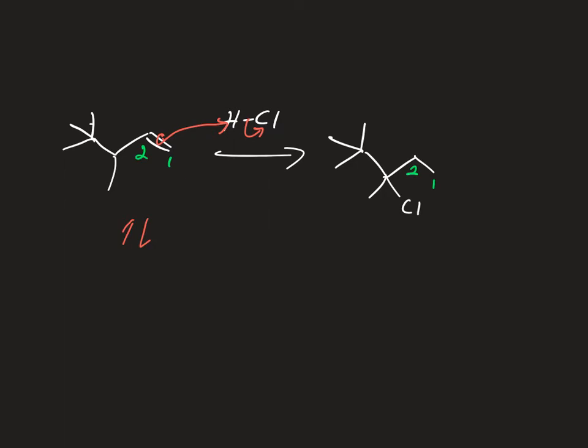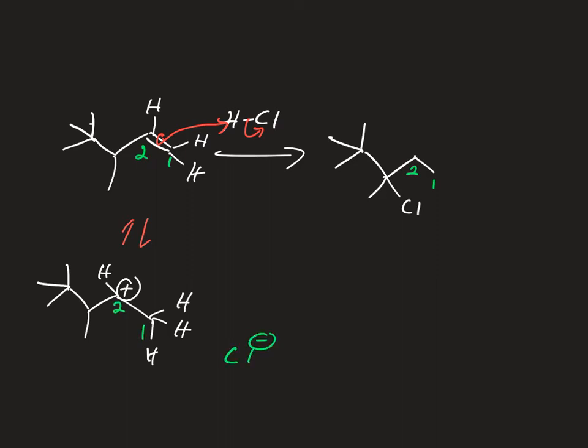Where should there be a carbocation? Which carbon? So if I draw in here, I should have drawn these hydrogens in. Always a good idea. Where is there a new hydrogen? 1. Very good. And the plus charge is on 2. Cl minus is floating around.